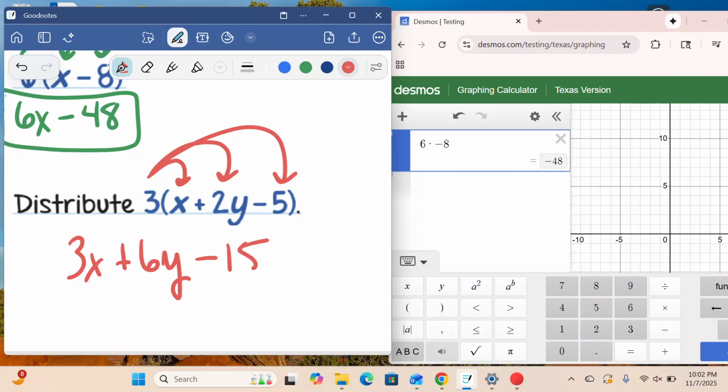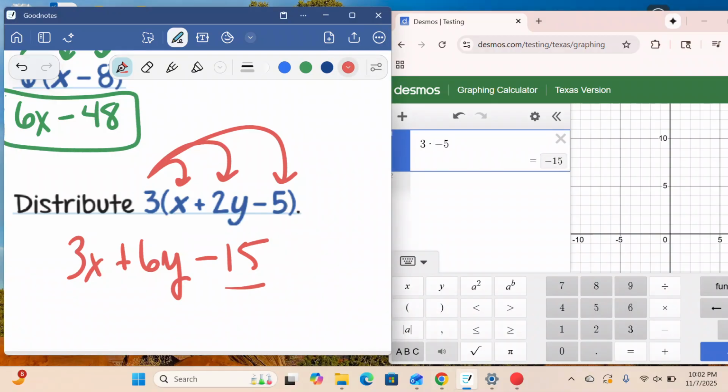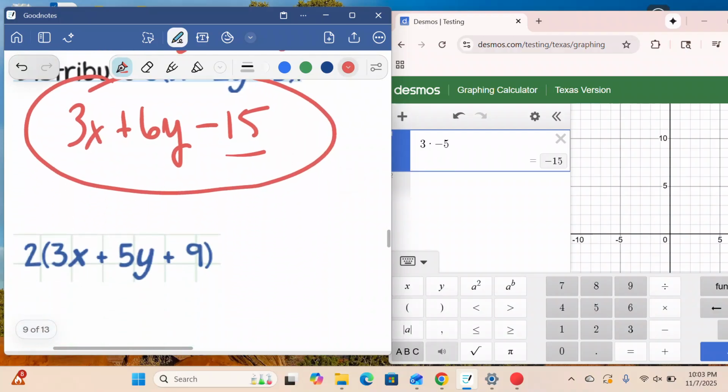And, of course, if I don't know what 3 times negative 5 is, then I put it into my trusty Desmos here. And I just put 3 times negative 5. And I get the answer of negative 15, which is right there. Now I look at the terms and I say, well, can I combine any like terms like what I did before? I have x's, I have y's, and I have 15s. Can I combine them? No, because I have chickens, ducks, and cows. I cannot combine them. So that is my finalized answer right there.